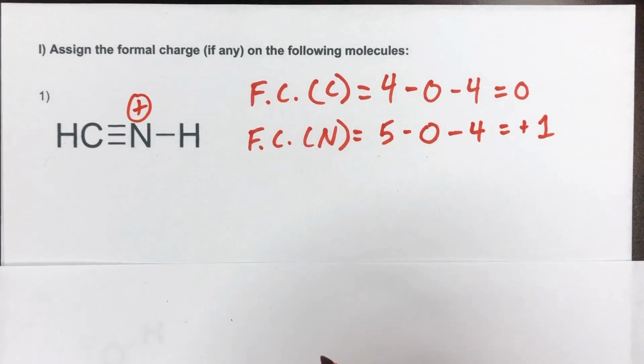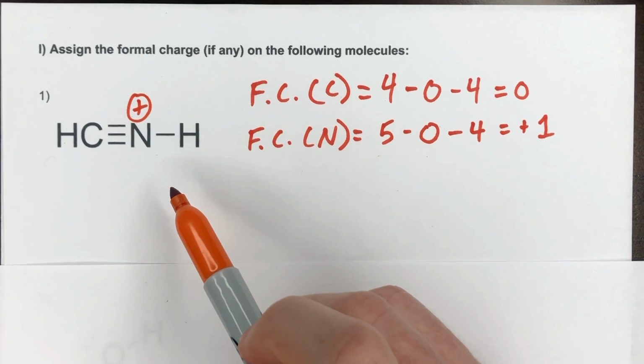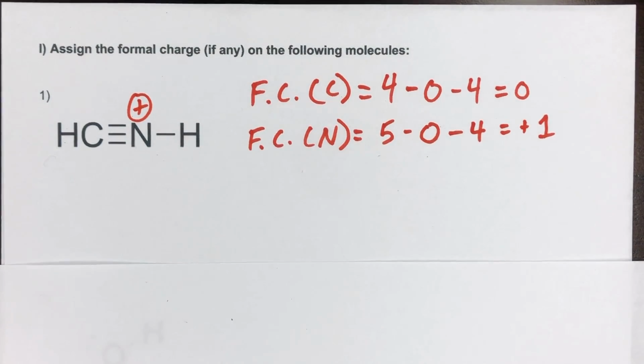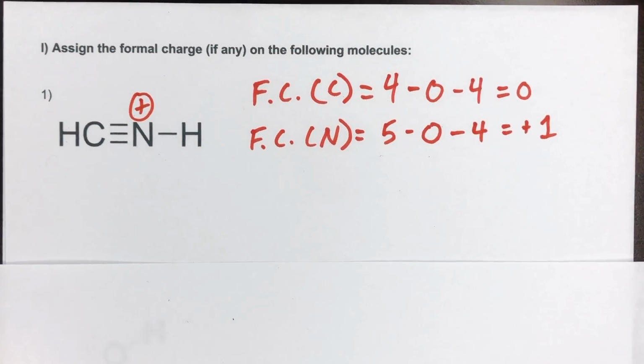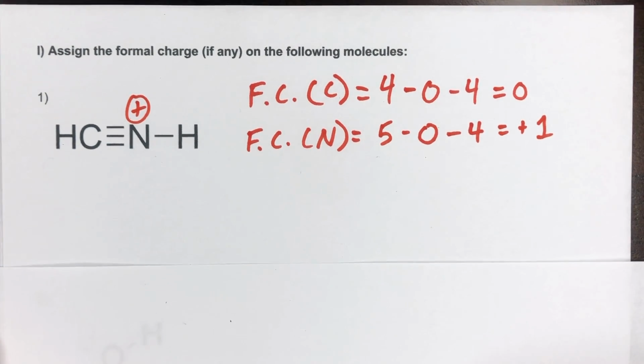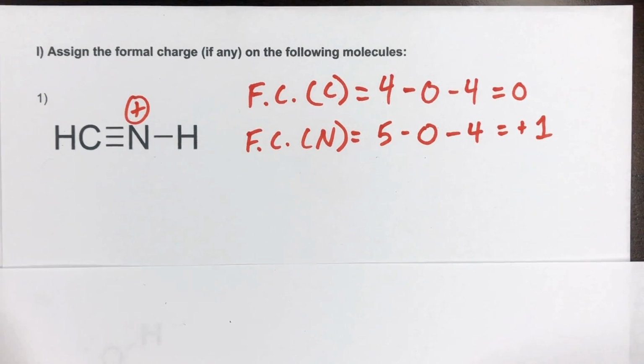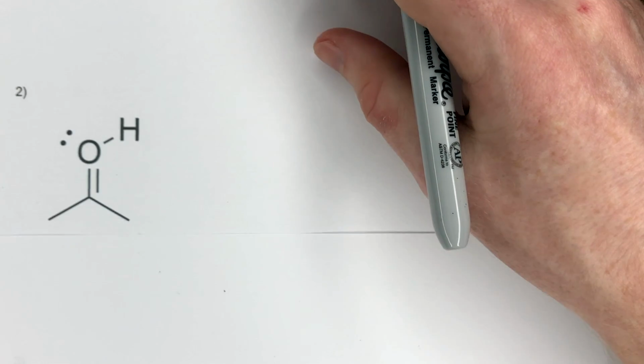If we look at each of the hydrogens, they are bound to just one atom. We know that hydrogen wants one electron to be neutral, so both of the hydrogens are neutral in this molecule, and we can move on to the next question. This is the only formal charge for this molecule. Okay, moving along.